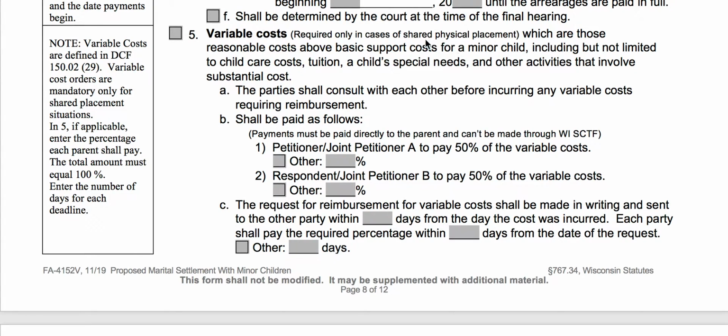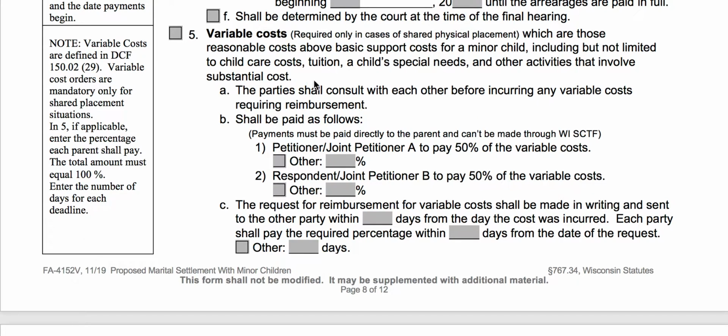If you do have shared placement, though, the next question we ask is, and again, this is for Milwaukee, I can't necessarily speak to what other counties want, do you have a specific cost that you've identified? So is it tuition? If your child goes to basketball camp every year and you need to figure out how to pay that. Do you have a specific identifiable cost? If so, you'll fill out the variable cost section. If you either don't have shared placement or don't have a specific cost that you've identified, then you can go ahead and skip that one.